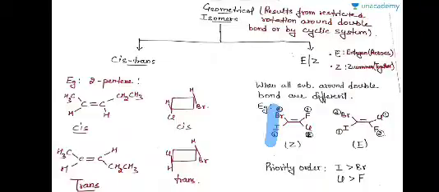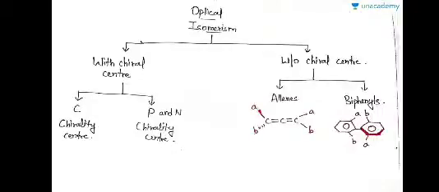So this type of alkene will be known as Z alkene, and when the same priority number groups are on opposite sides of the double bond, then that kind of alkene is known as E alkene. Now friends, optical isomerism. Friends, optical isomerism is of two types.